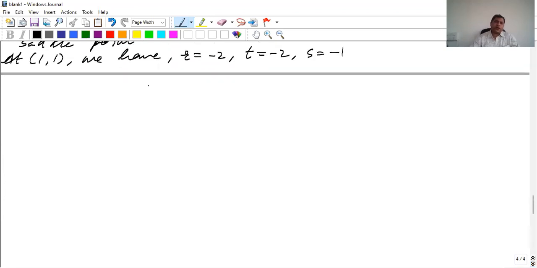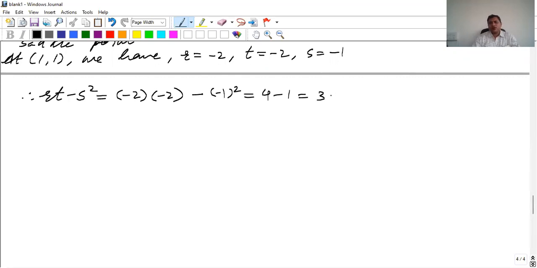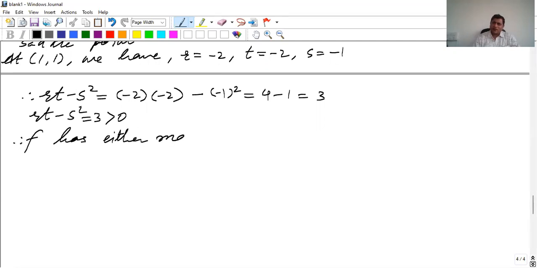Okay, now see, we got these values R, S and T. So what do we have to consider? RT minus S square. So it is minus 2 times minus 2, and minus of minus 1 square. So it is going to be 4 minus 1, which is 3. So is it greater than or less than 0? Greater than 0. Yes. So what can we say about f? It will have either a maximum or a minimum. Correct.